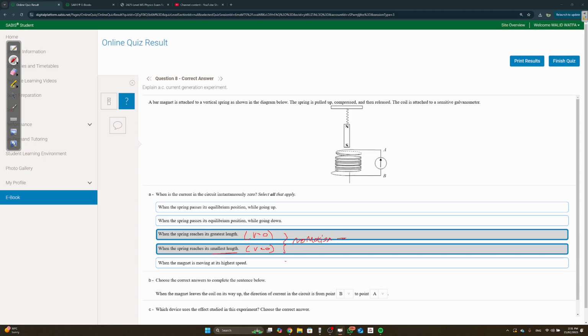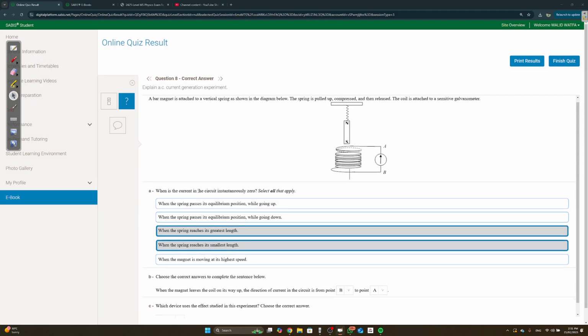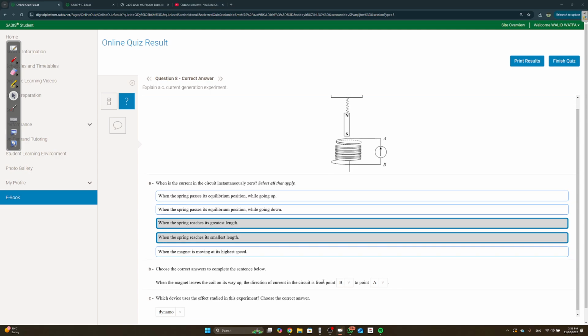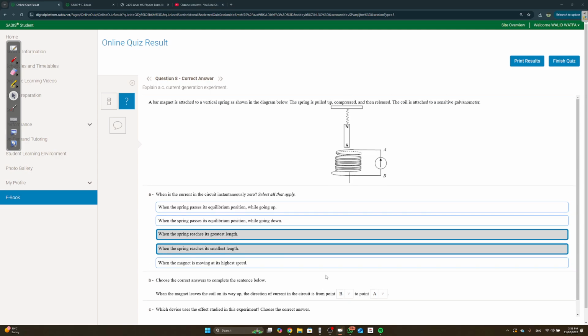Right? That means there's no force. That means if you do FBI, is there gonna be an F to get an I? No. Okay, so when is it 0? When these two, okay? Part B, when the magnet leaves the coil on its way up, the direction of current is from point B to point A. Let's see.